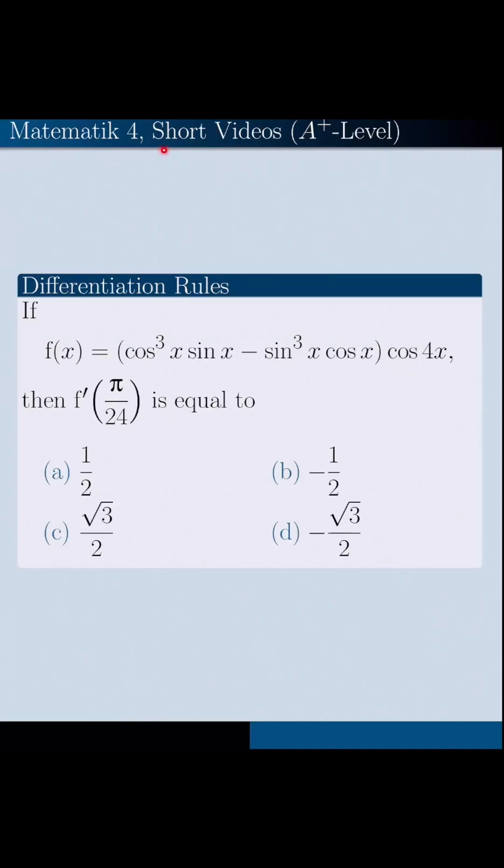Hello, in this short video we are going to investigate together the following A+ level problem. It's a problem on the topic of differentiation rules. If f of x is this function, then f prime of pi over 24 is equal to. Pause the video at this point and give it a try to see which one of the following options is the correct solution to the problem.